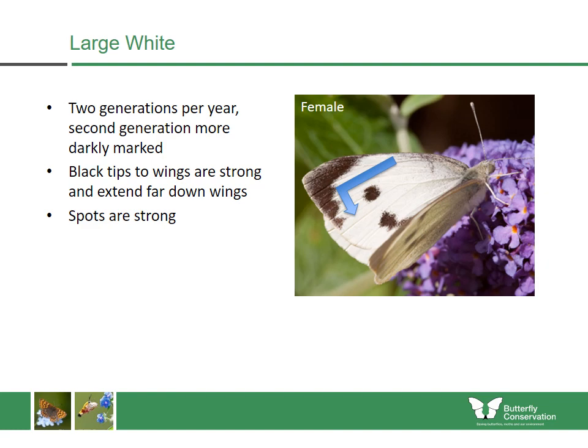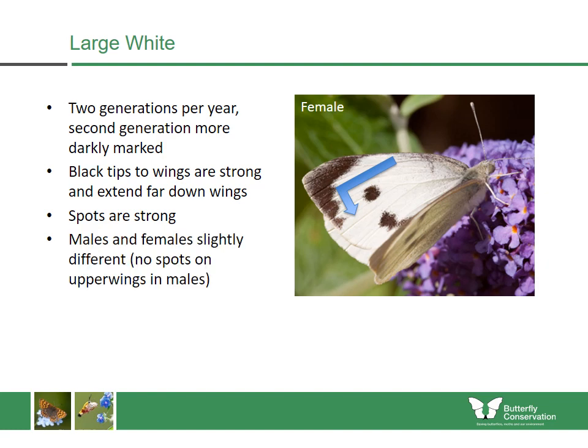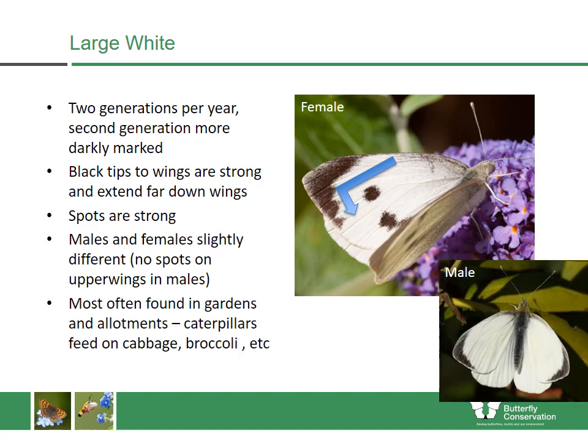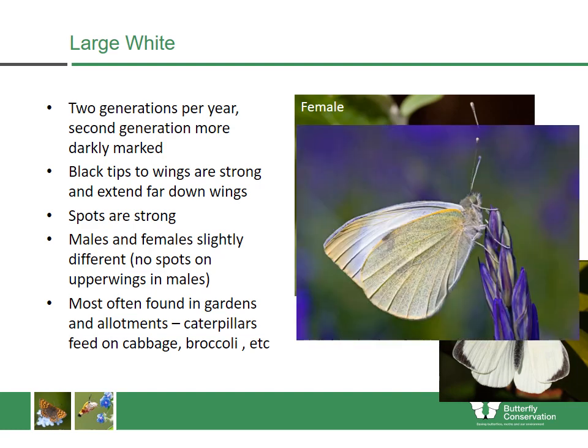The spots tend to be quite strong, but males and females are slightly different because there are no spots on the upper wings in males. And this is a photograph of a male here. This is another species which is most often found in gardens and allotments, again because the caterpillars feed upon cabbage and broccoli and other cultivated plants. Like the small white, this butterfly has yellow on the underside too.